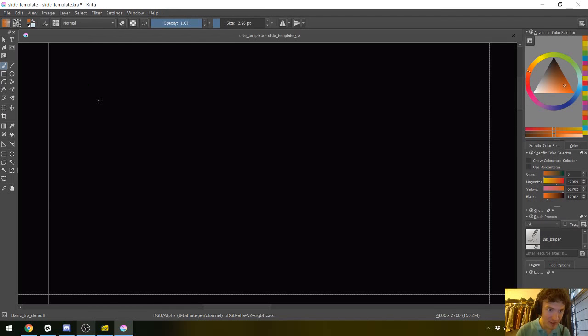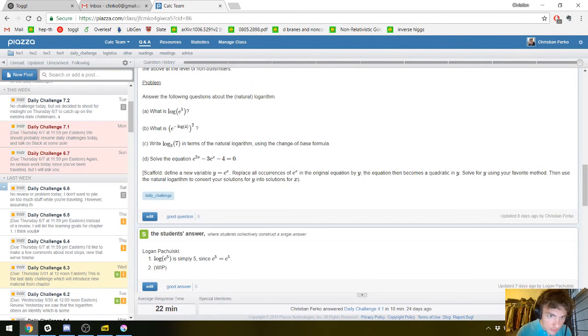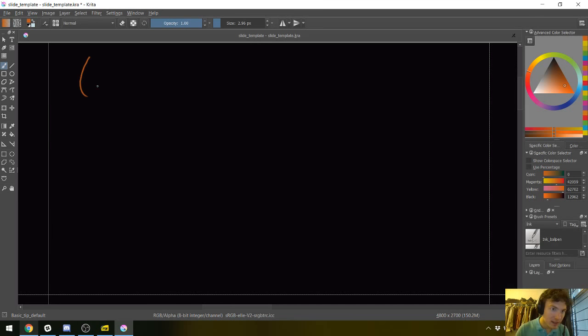Portion of the discussion. Okay, so B was, man, now it's going to start lagging probably. E to the minus log 4 quantity squared. Okay, so of course log is the natural log. So when you see this, what does your brain want to do?